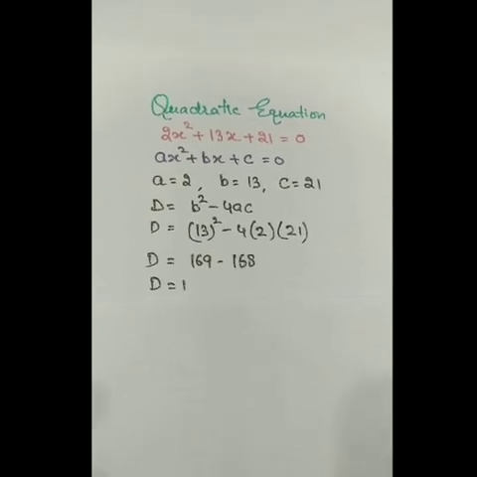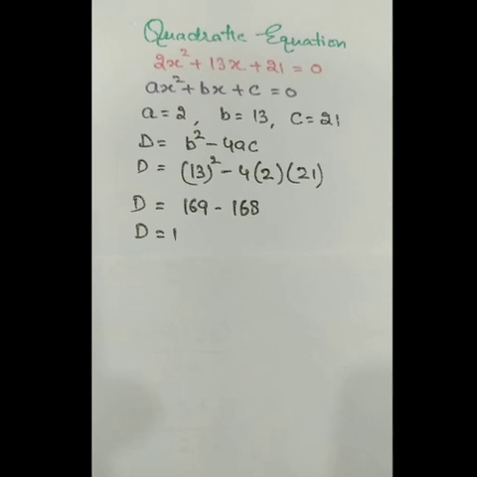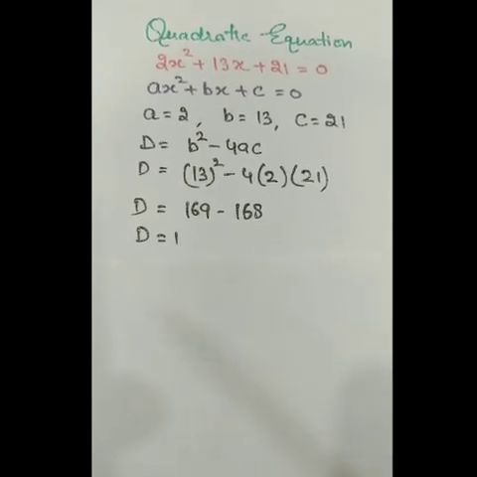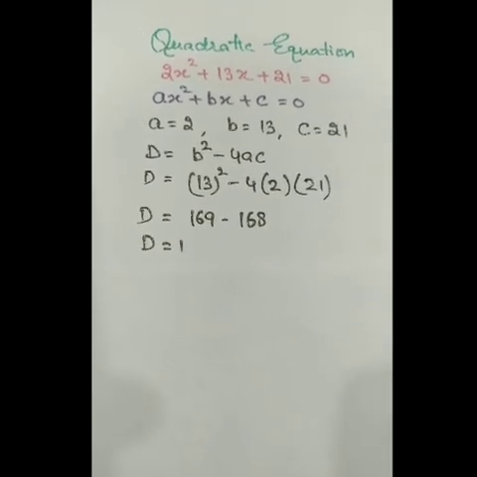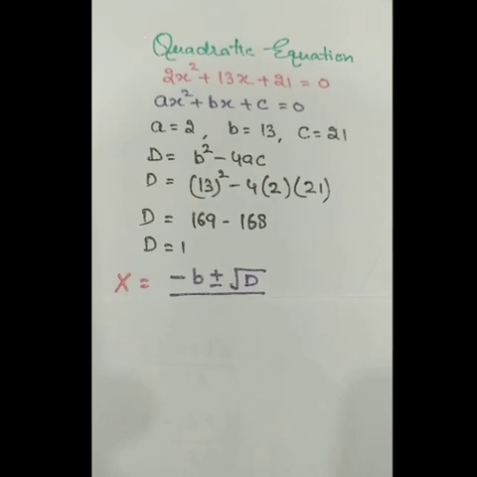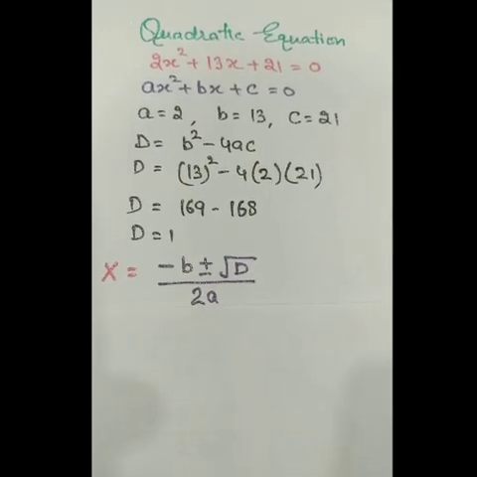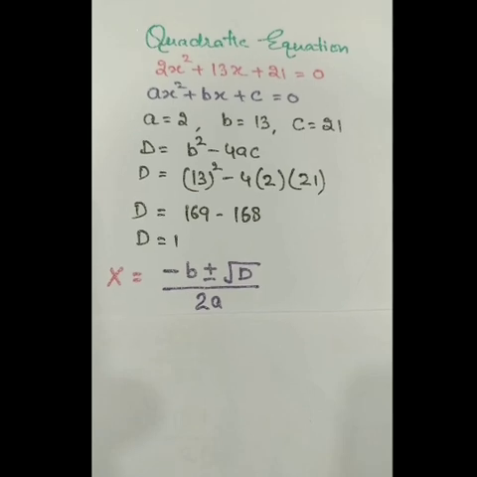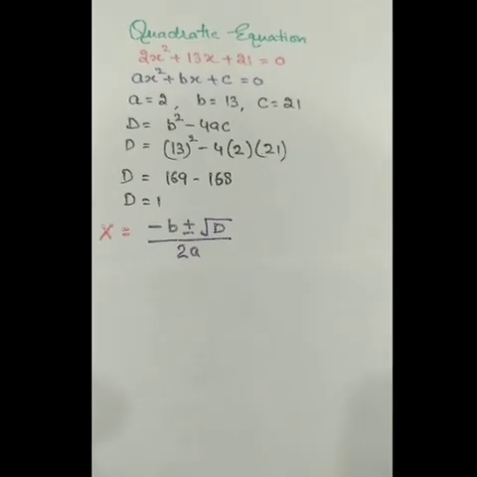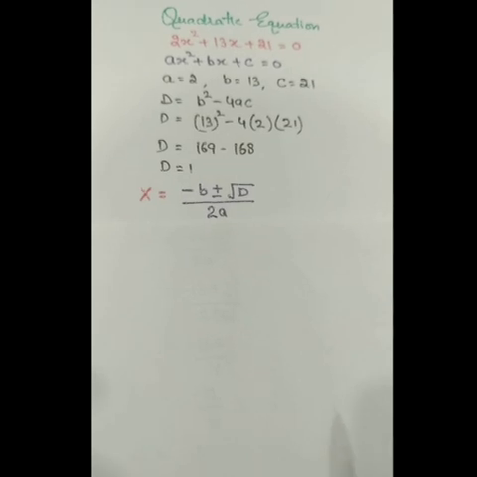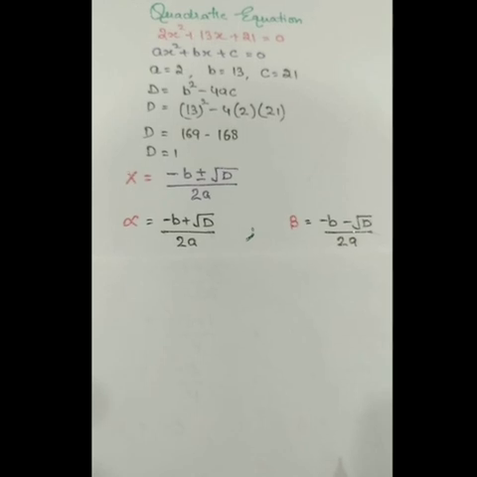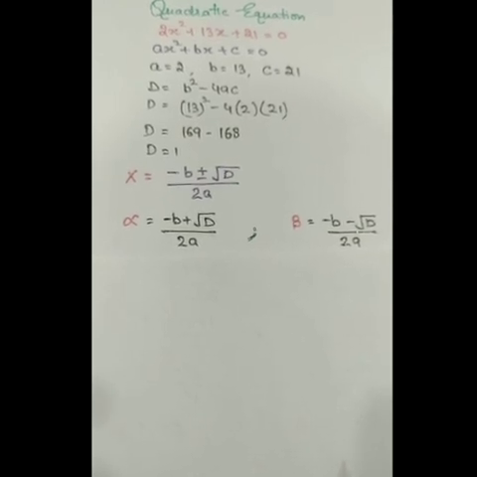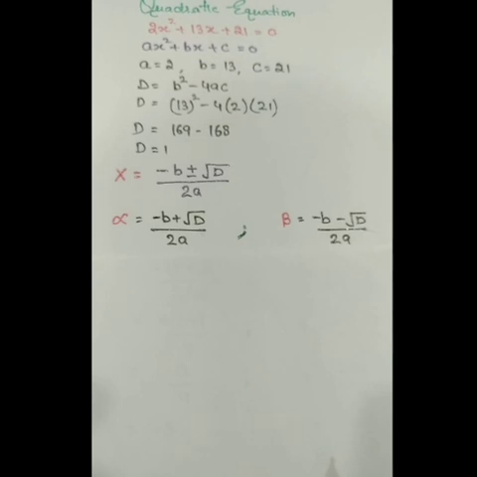So the discriminant is 1. Now the discriminant is greater than 0, therefore two real roots exist and they are different, and we have to find both of them. We know that both roots are (−b ± √D) / 2a. So there are two roots. The first root is called alpha and the second is called beta. The formula for alpha is (−b + √D) / 2a, and the second root is beta, that is (−b − √D) / 2a.